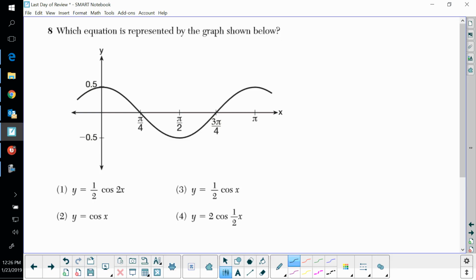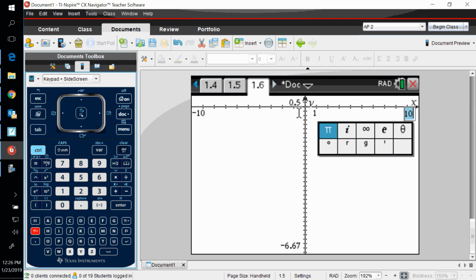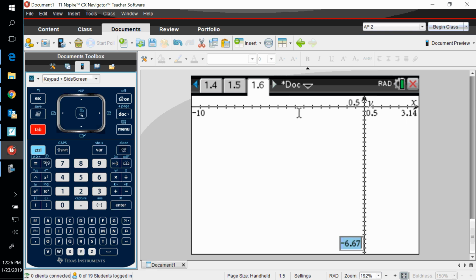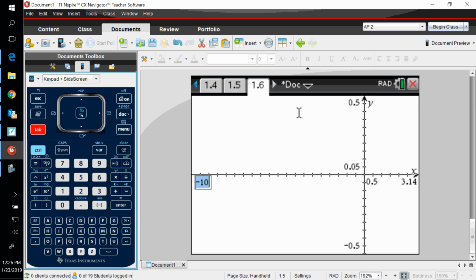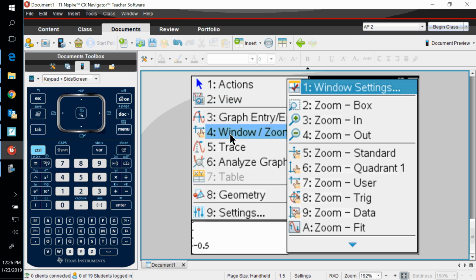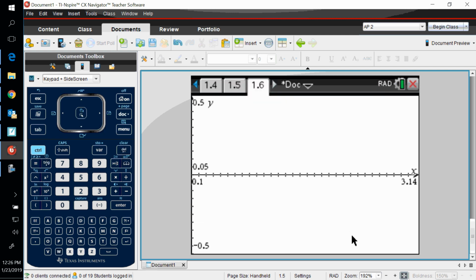So we were going from 0 to pi for the x's. So for this one, I'll go down here, select pi, and you hit tab, and it goes to the next one. Well, we wanted minus 0.5. We can hit tab, go to the next one, and we wanted that to be 0. And now our window matches with what we wanted. Now, the other way you could have done that is you could have done menu, window zoom, and window settings, and you could have set each of them here for the xmin, xmax, and so forth.